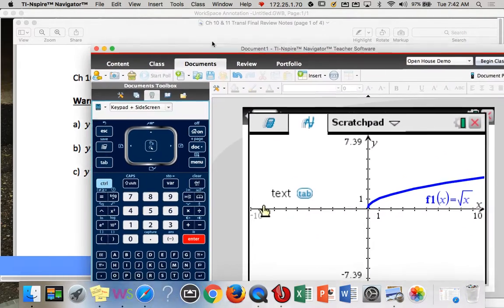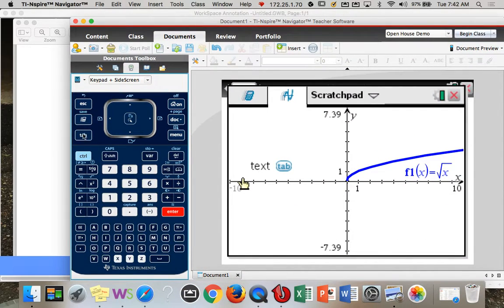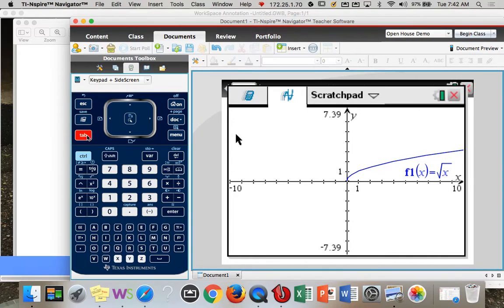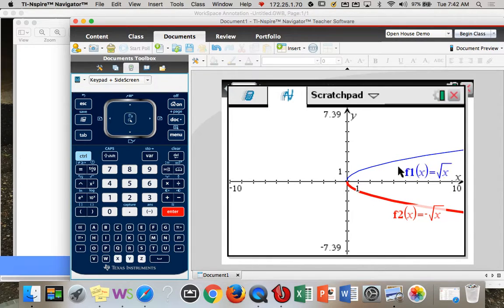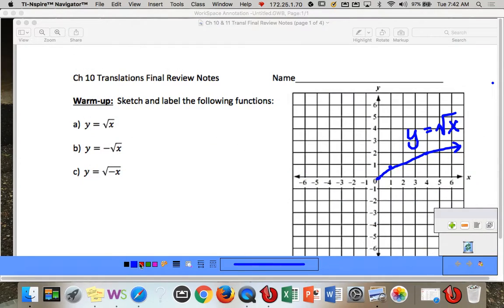So let's say you didn't know what the negative did on the outside. So I'm going to hit tab. I'll put a negative and then a square root of x. And you can see if the negative's on the outside, it reflects it over the x-axis. So let's make ours red like theirs. So it looks something like this.